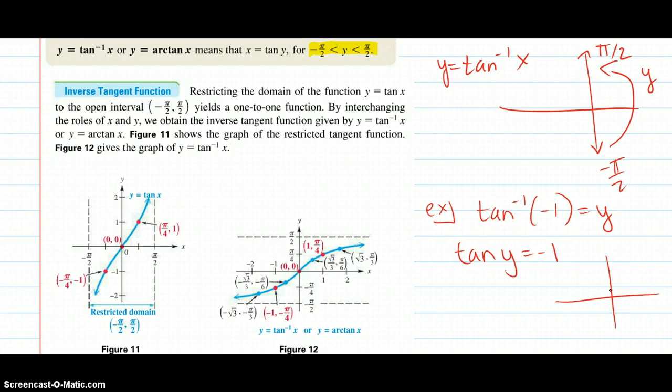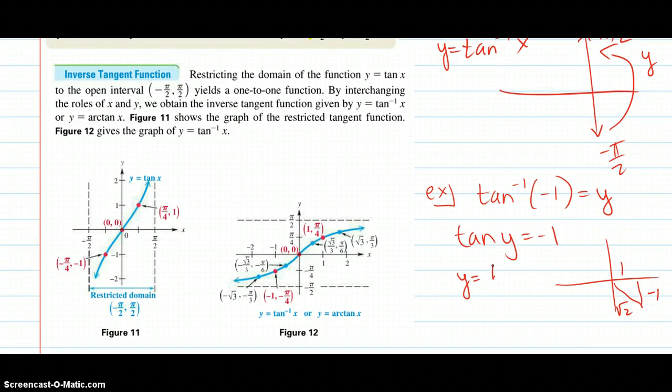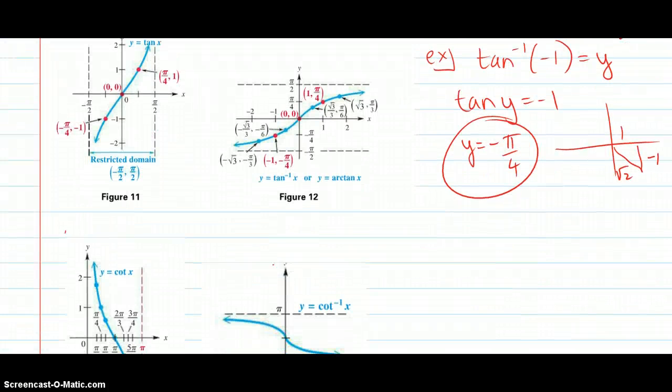Tan is negative either in the second or the fourth quadrant. You erase the second because our range is only from negative pi over 2 to pi over 2. Negative 1, 1, square root of 2, that looks like 45 degrees, pi over 4. And since it's negative pi over 2 to pi over 2, I'm just going to say negative pi over 4 instead of saying 2 pi minus pi over 4. So we'll have one answer. Again, more than one answer to this, but only one answer to that because it's a function. That's the definition of function. For each x, there's only one y.